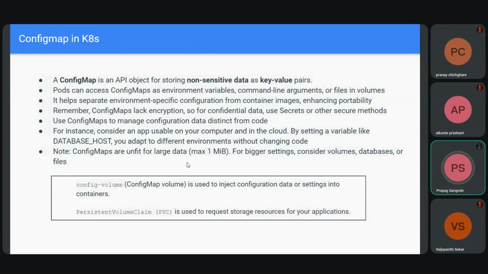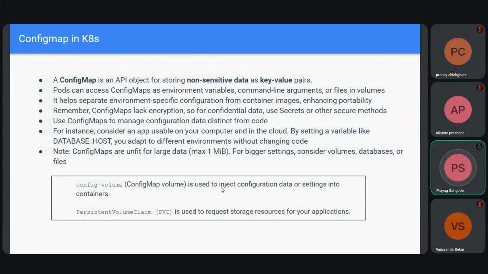But suppose you want to store some configuration related stuff, configuration data. For that you don't need to use those volumes. For that we can use something called a config map. In config map also we'll be creating a config volume, but it is not the same as the persistent volume claim. The name is volume, but it's for mounting the configuration data.